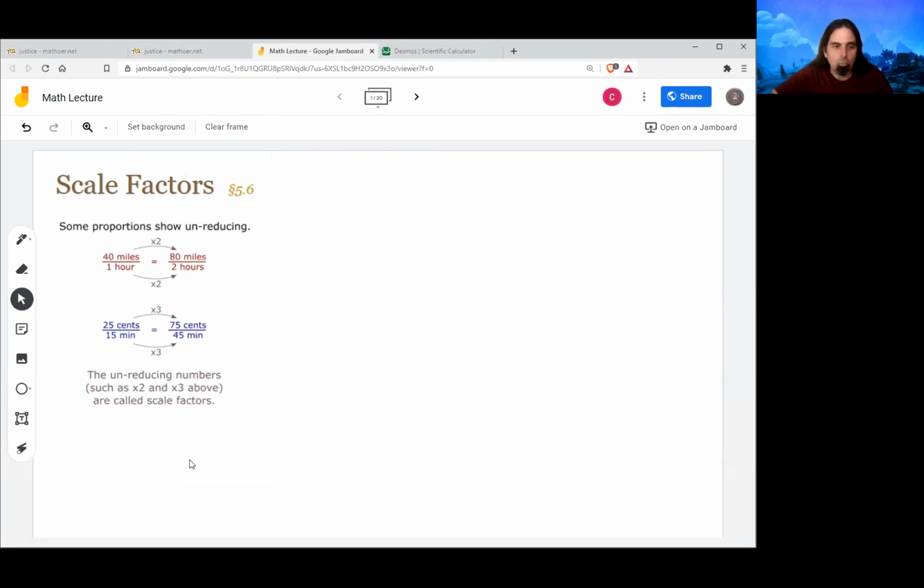In the example on the board now, you can just look at it and say, oh, this is unreducing the fraction. 40 and 1 become 80 and 2 with a times 2. So if the problem had been 40 miles over 1 hour is how many miles over 2 hours, then you can say this is just a times 2. So this one will also be a times 2 and get your 80.